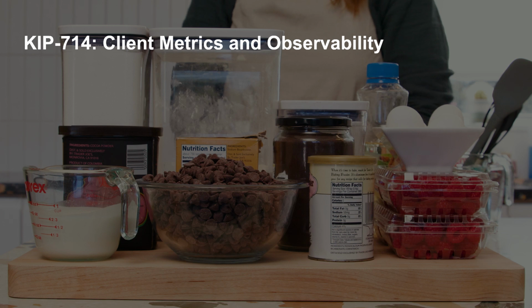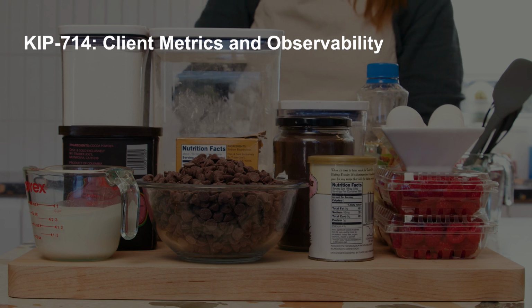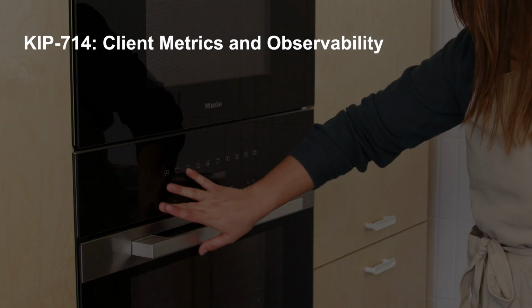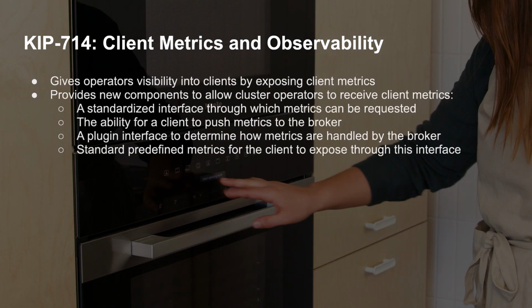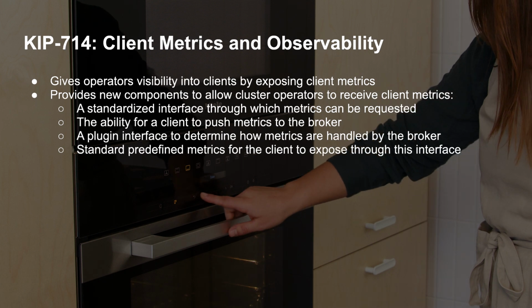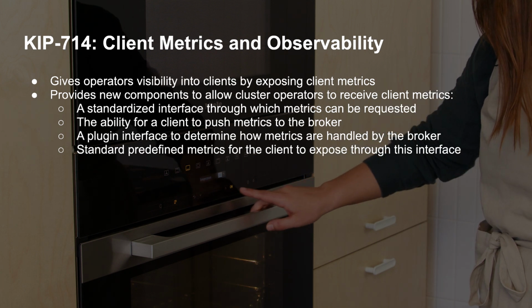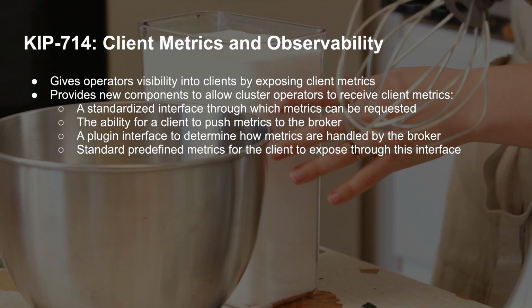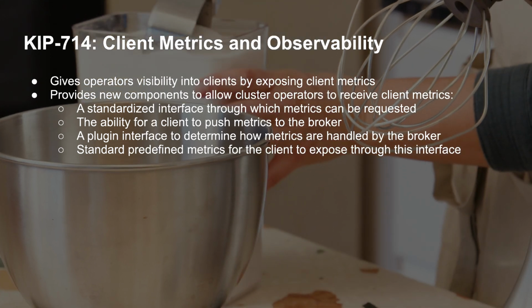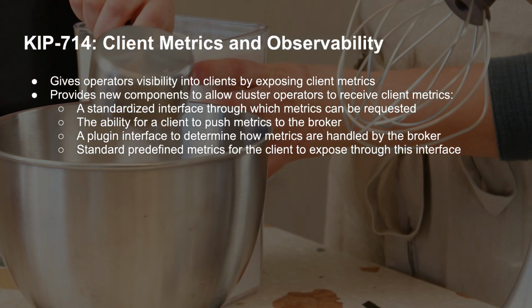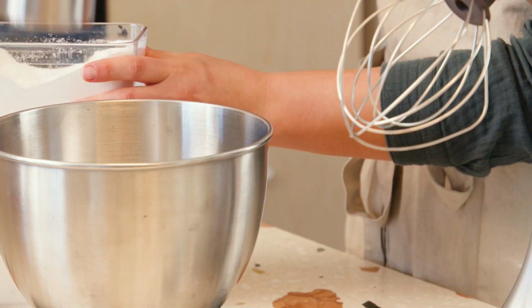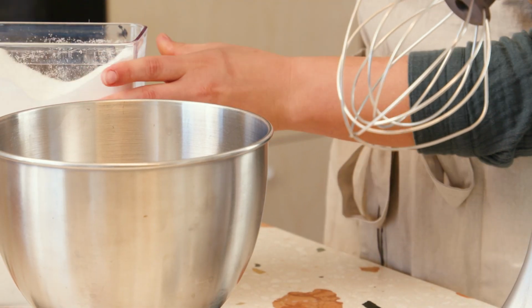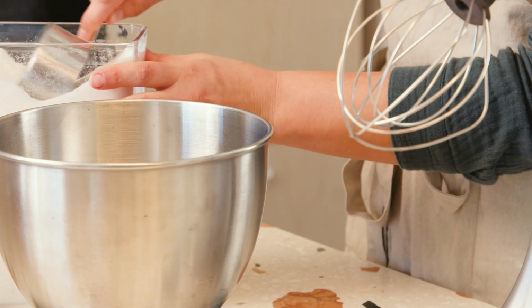Having the ability to monitor your Kafka cluster is important, but equally important is being able to monitor your Kafka clients, especially when those building these clients may have a limited understanding of Kafka. KIP 7.1.4 gives operators better visibility to the clients connecting to their cluster by exposing a number of client-level metrics. These metrics are already collected by the clients themselves, so the KIP provides a means for them to be received by the cluster.